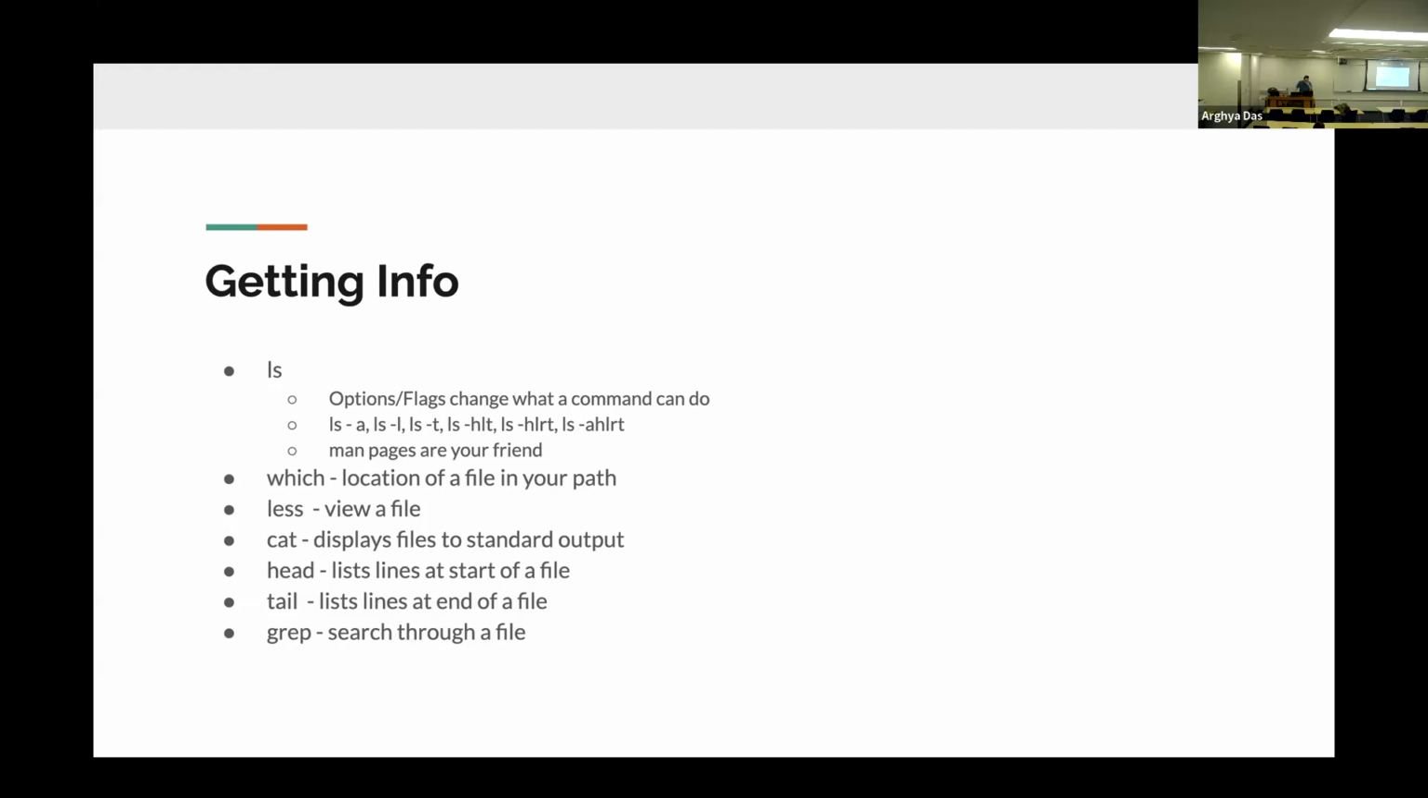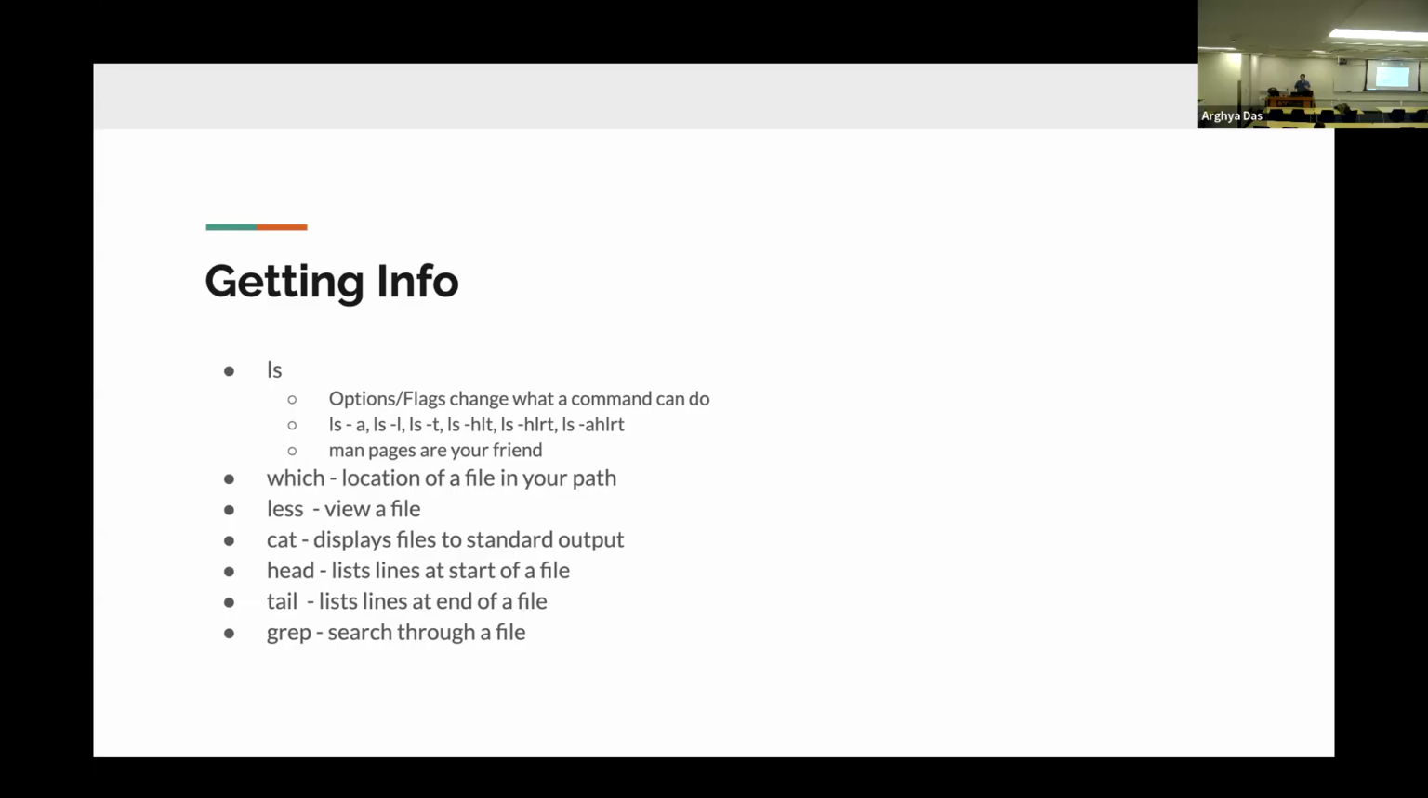Some of these other options will sort by time, descending, ascending, etc. The which command will tell you the location of a file or executable that's in your path. We'll talk about the path a little bit later, but it's basically where your shell will look for commands. This can be useful if you have multiple versions of something installed and you're trying to figure out which one is actually being used.